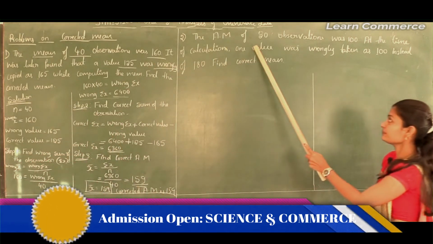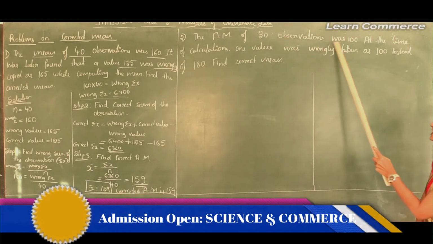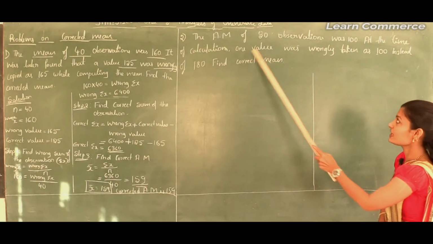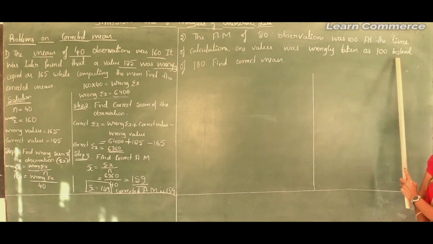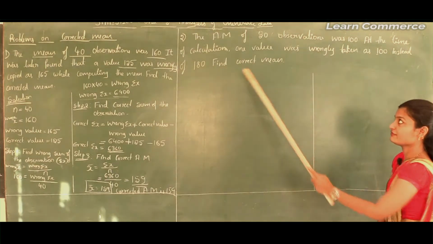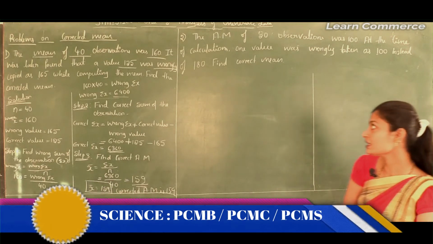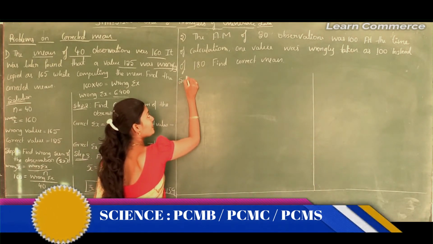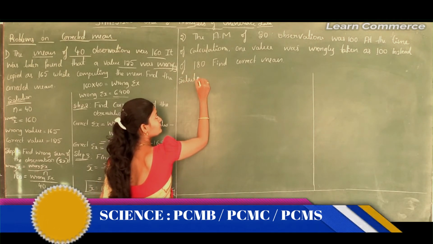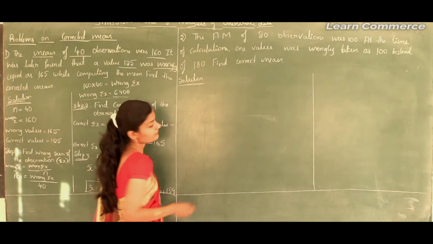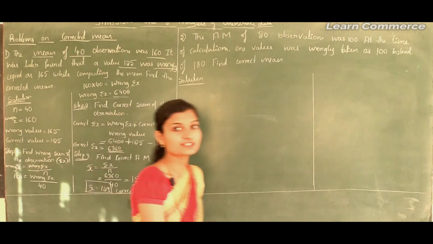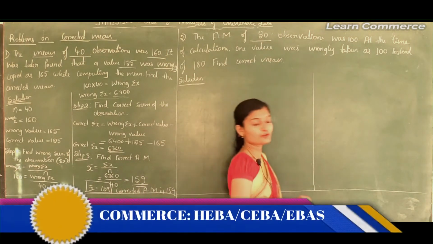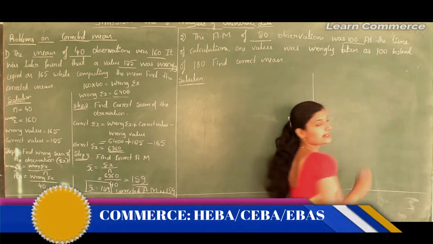Okay, next let's move to problem number 2. The arithmetic mean of 50 observations was 100. At the time of calculations, one value was wrongly taken as 100 instead of 180. Find the correct mean. So here the given information is: the arithmetic mean of 50 observations was 100. So 50 is the number of observations and 100 is the arithmetic mean.